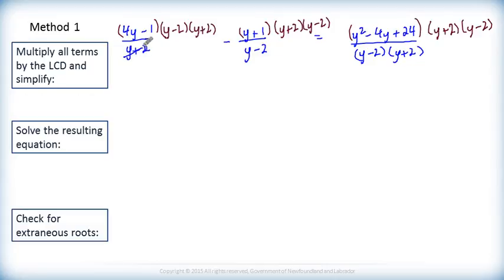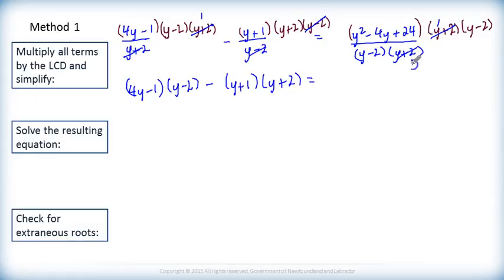So right here I have a factor of y + 2 that can divide into this one to give me 1, leaving me with (4y - 1)(y - 2). And then here y - 2 can divide off, leaving me with subtract (y + 1)(y + 2) equals, over here, both my y + 2 and my y - 2 divide off. So all I've got left is the numerator that I've got there, y² - 4y + 24.